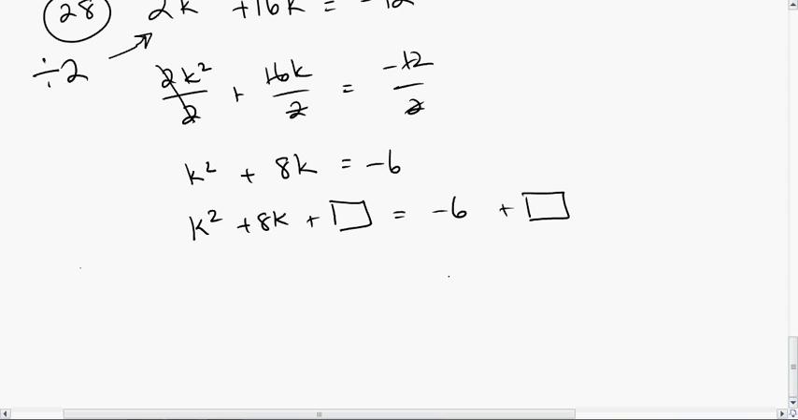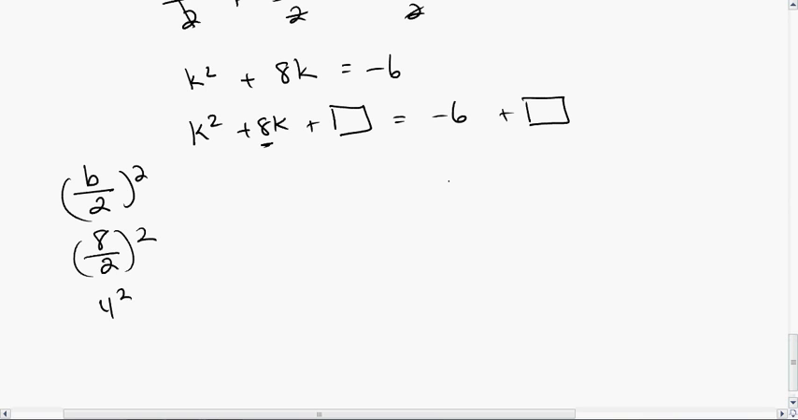I get what goes in the box by taking the b coefficient, dividing it by 2, and squaring the result. So b is equal to 8. 8 divided by 2 squared is 4 squared, or 16. So 16 is what goes in the box. K squared plus 8k plus 16 equals negative 6 plus 16. So I'm adding that 16 to both sides of the equation.